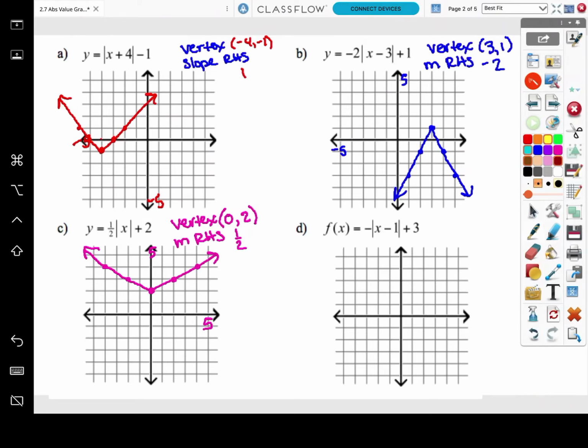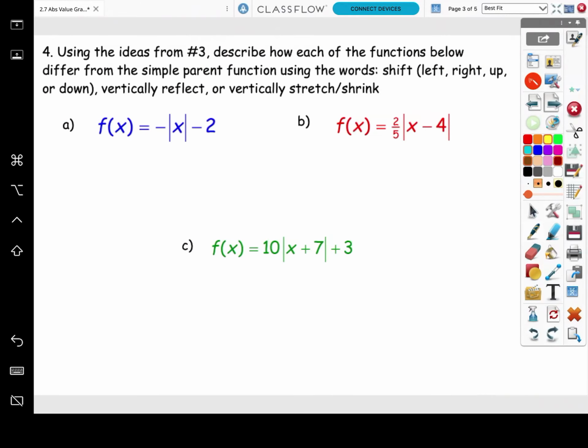Okay, last one on this page. Vertex, 1, 3. Slope of the right hand side is -1. So I'm going to find the vertex 1, 3, label our axis, and slope of the right hand side -1. So down 1, right 1, and flip them, so down 1, left 1, down 1, left 1. You get absolute value sketched in like that. Right? Knowing these transformations definitely makes graphing a lot easier.